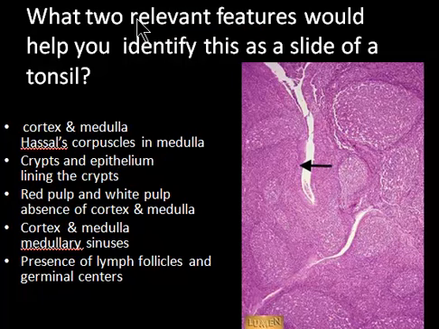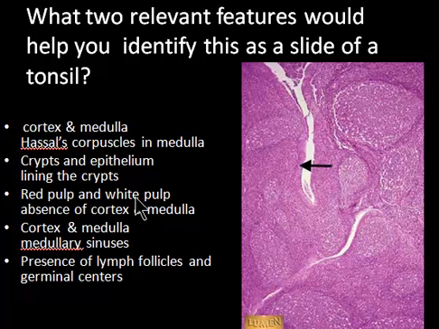But let's go and look at the other ones. The red pulp and white pulp and absence of cortex and medulla. Now this is obviously not true. Yes, absence of cortex and medulla is one of the features of the tonsil, but it's not typical of the tonsil because even the spleen does not have cortex and medulla. So you can't say that absence of cortex and medulla is a relevant feature.